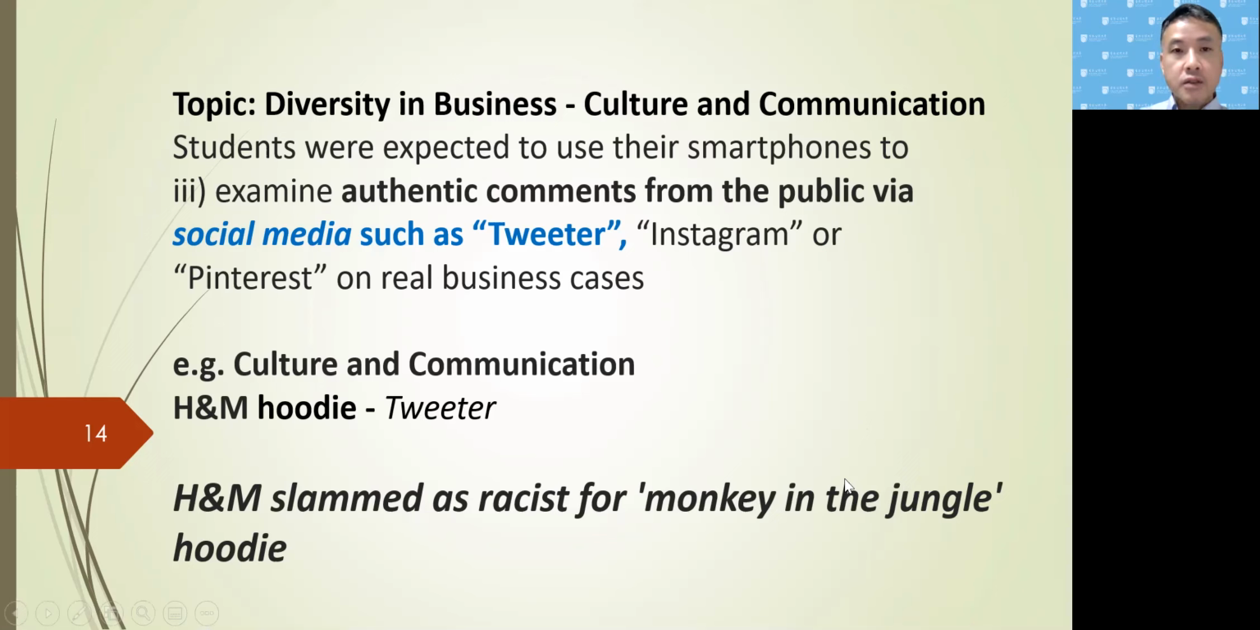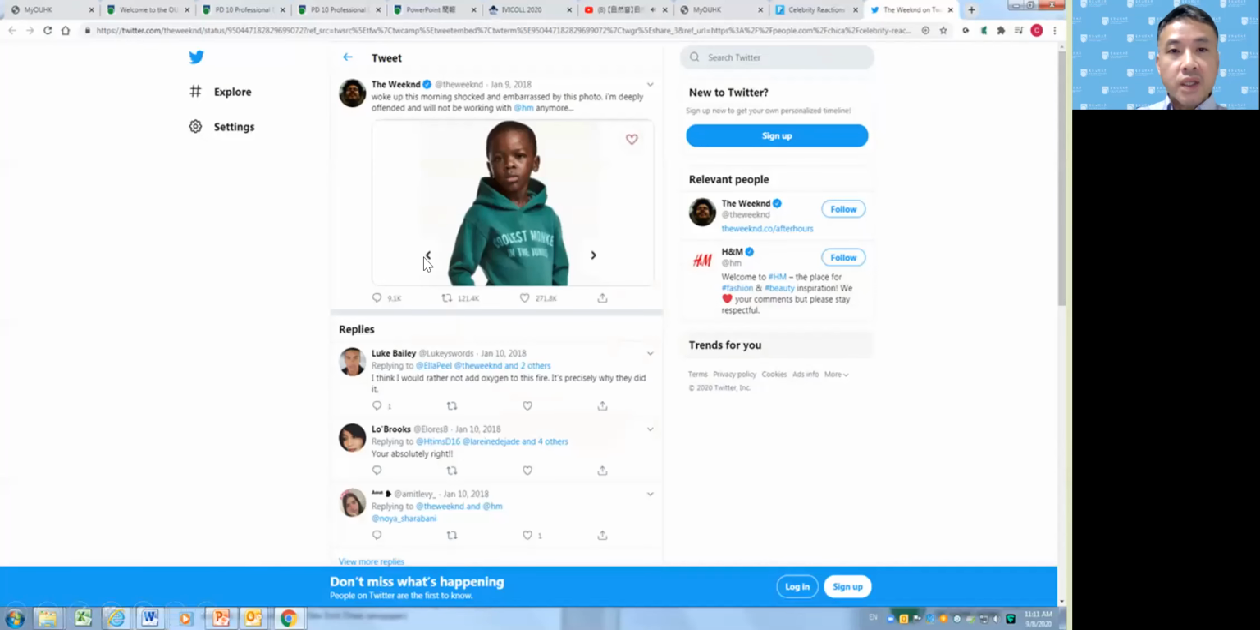What does it mean? Now let's take a look at the picture here. On Twitter, basically this is the picture. Actually, it's an advertisement from H&M: "The coolest monkey in the jungle." However, this is a black kid, so that provoked more anger. Said to be kind of racist. So there were a lot of comments from the public.